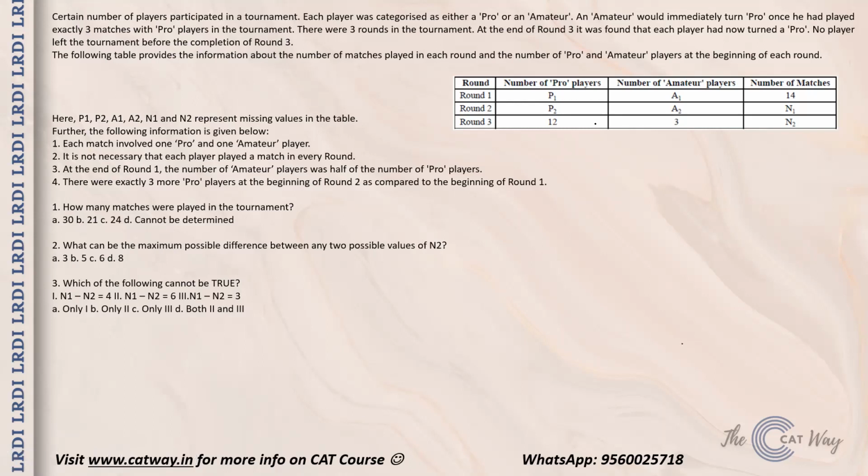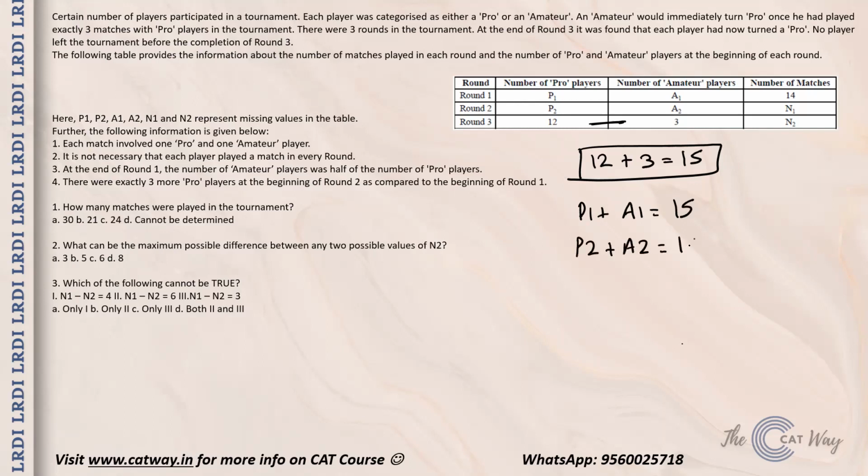All right. So what we have been given is that no player left the tournament. So by coming into round 3, we have 12 pro and 3 amateur players. Since these are the only 2 categories we have, we can say that the total number of players playing in the tournament is 15. From here, P1 plus A1, that is pro players in round 1 and amateur players in round 1, their total is also 15, and P2 plus A2 is also 15. So this is something we know.